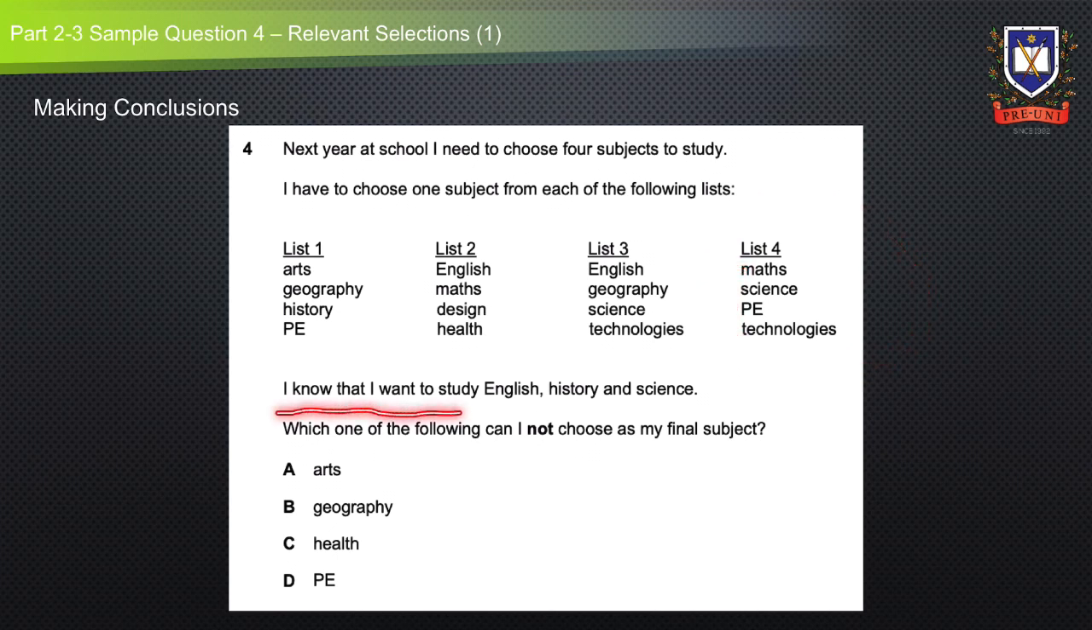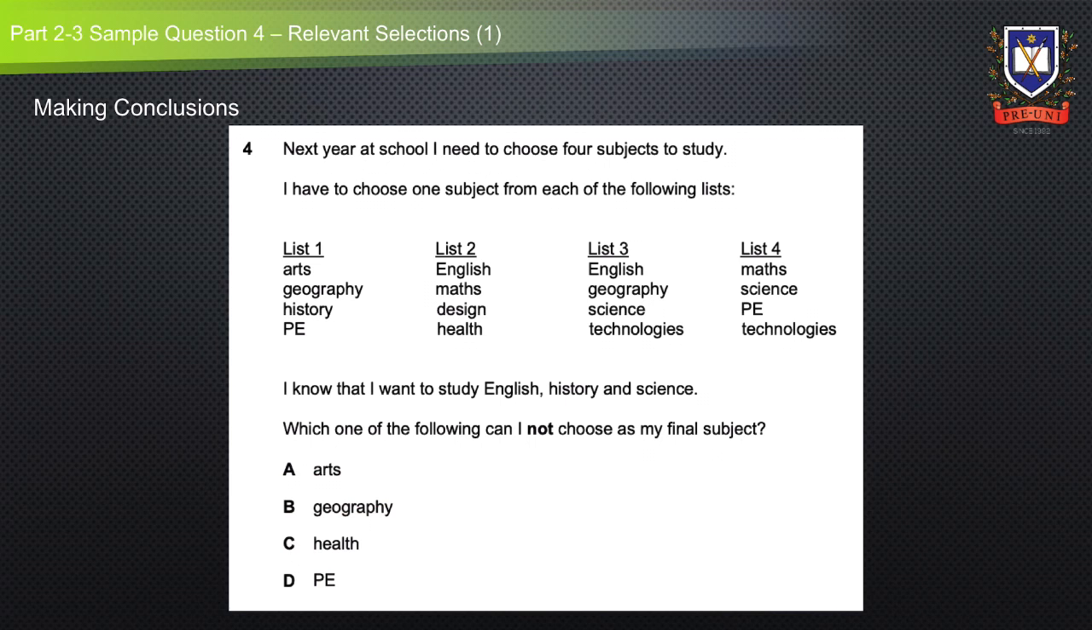I know that I want to study English, history, and science. Which one of the following can I not choose as my final subject? A. Arts, B. Geography, C. Health, or D. PE? This question falls in the relevant selection question category, as this question requires students to select the relevant pieces of information to answer the question.